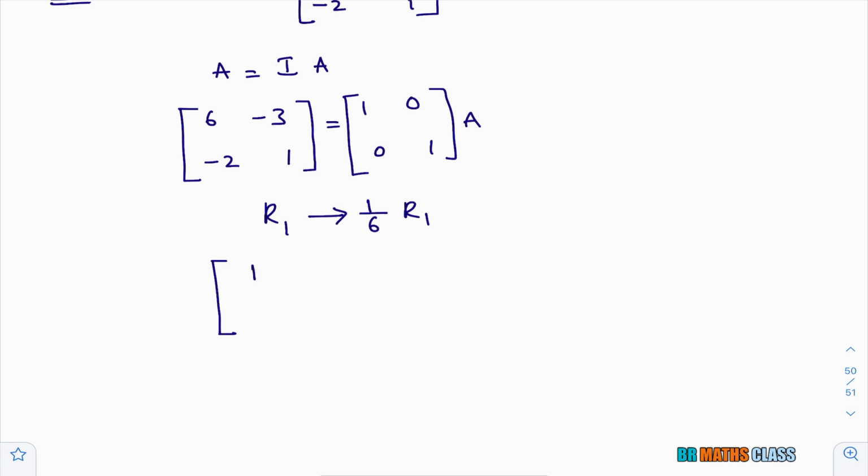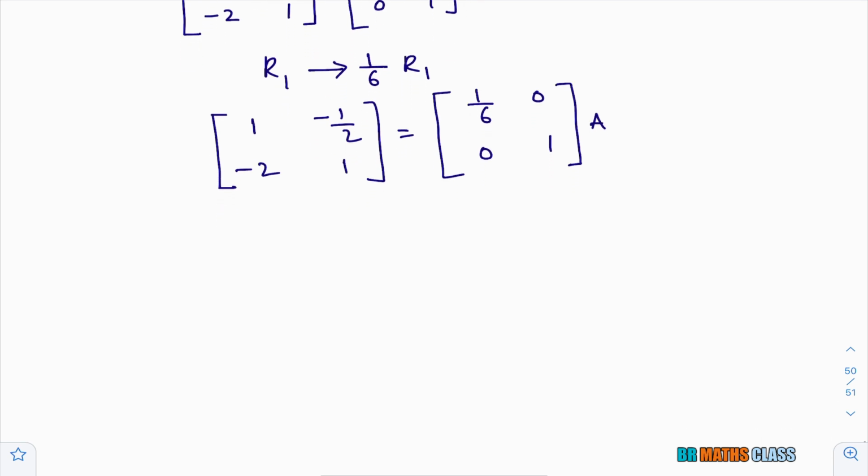What you will get? 1, minus 3 into 1 by 6, that is minus 1 by 2. 1 by 6 into 1, that is 1 by 6. 0 into 1 by 6 is 0. All the elements of the first row I multiplied with 1 by 6. Now all the elements of the second row you write as it is: minus 2, 1, 0, 1.